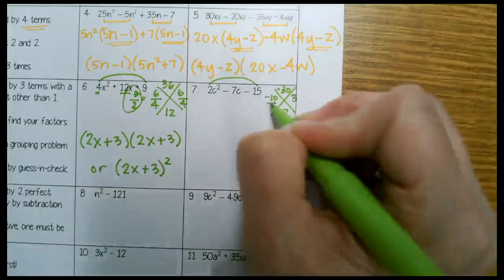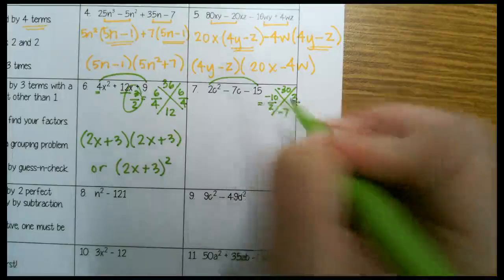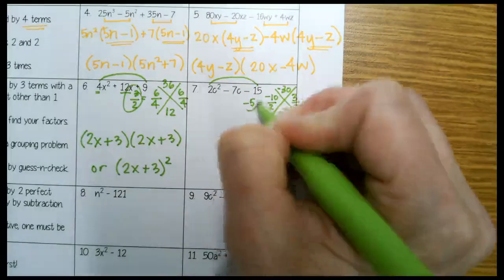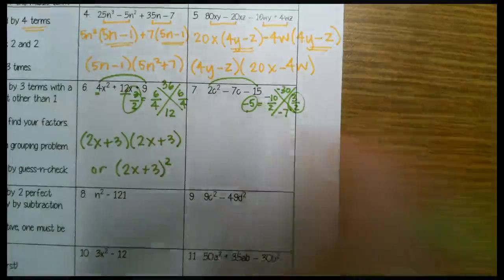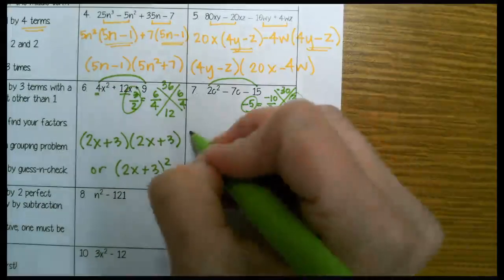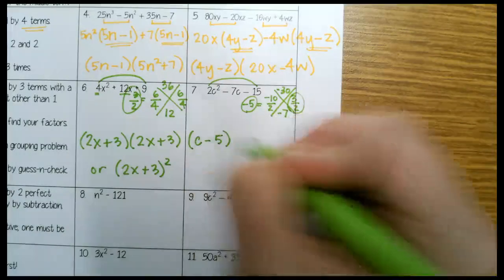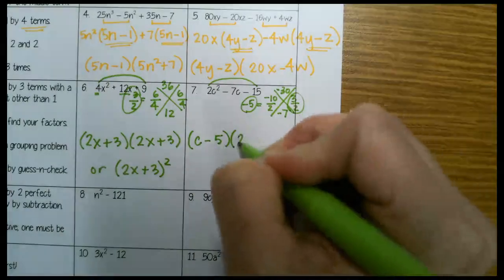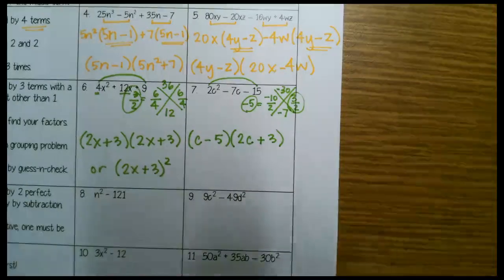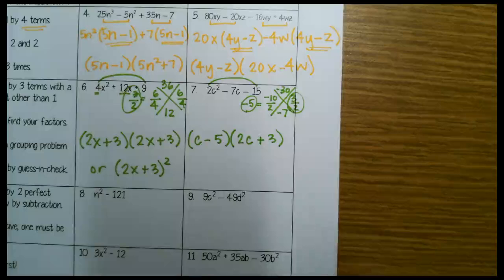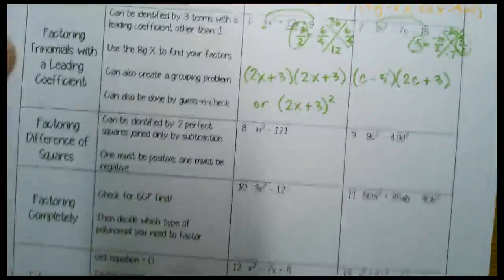But since I have a leading coefficient, I need to divide that back out. So this one will reduce to negative 5, so that's one answer. That one won't reduce. So now to change this back into two binomials, this one is just going to be c minus 5. This one will be 2c plus 3. And again, you can check your answer by multiplying this back together.